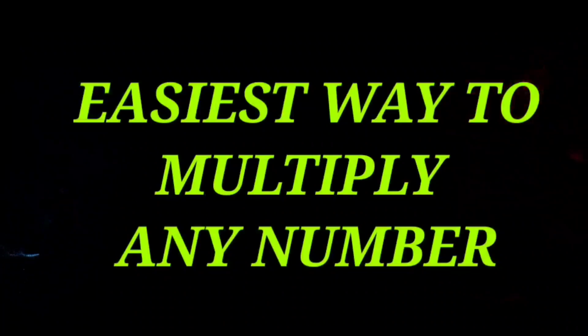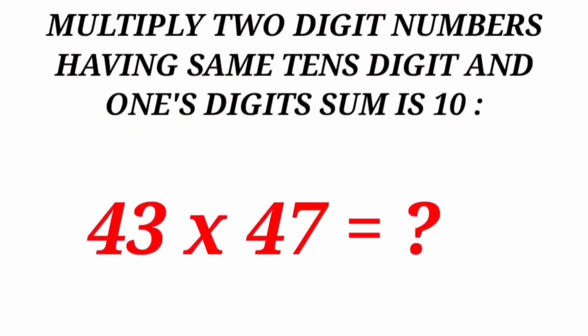Easiest way to multiply any number. Method 1. Multiply two-digit numbers having the same tens digit and ones digit sum is 10. For example, 43 multiplied by 47. Here the tens digit is 4, and the ones digits are 3 plus 7 equals 10.